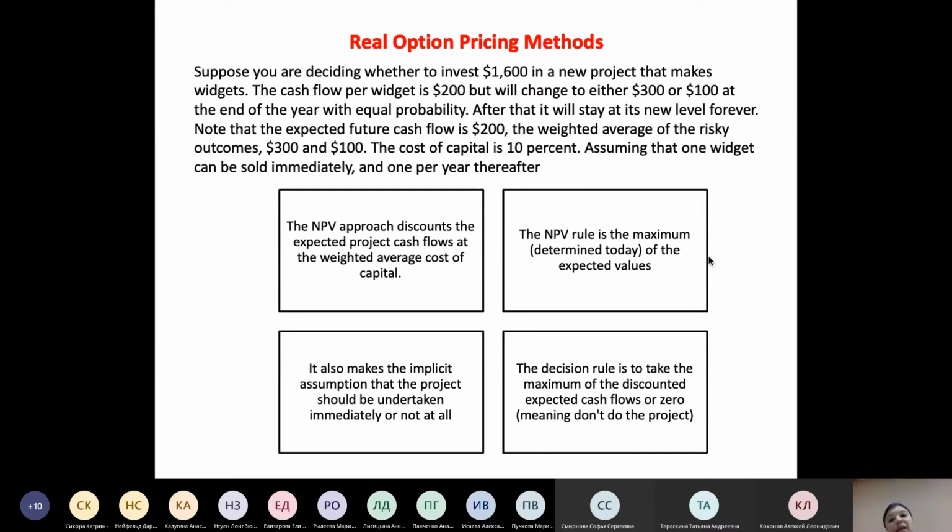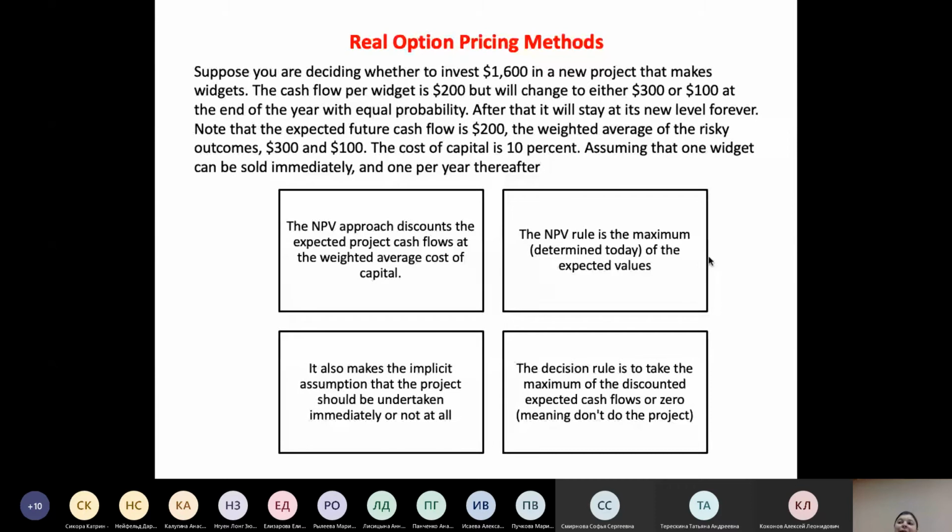In other words, if we invest 1,600 at the current moment of time, we can expect $200 by the end of the first year. But our profits will change to either $300 or $100 at the end of the year with equal probability.